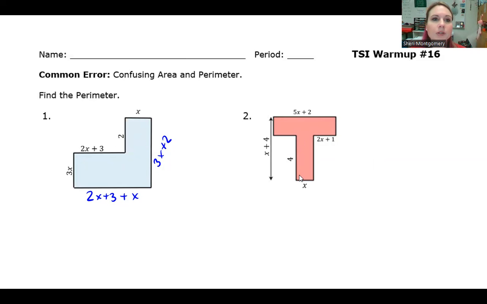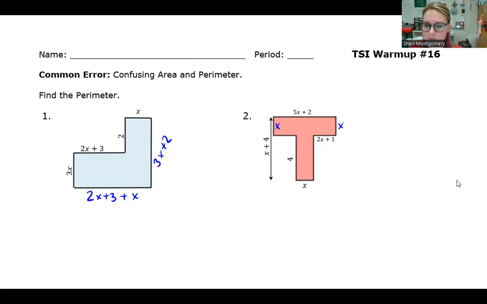We've got this side labeled right here, but we need this side labeled. Does anybody know what that is? This whole piece is x plus 4. This piece is 4. So what would this little piece be? Yeah, x. So that piece is x. This piece is also x. If this little sliver is 2x plus 1, what's this little sliver? 2x plus 1.